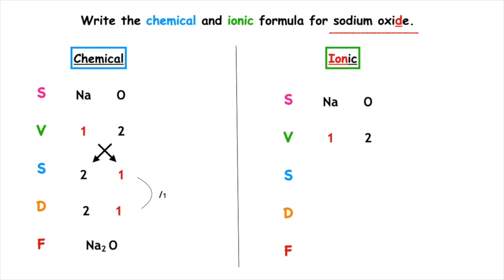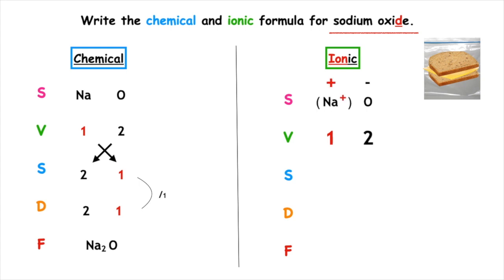Remember, metals always lose electrons to form positive ions. So the sodium is going to have a positive charge and the oxygen will have a negative charge. We need to make a sandwich and wrap it up. 1 times plus is plus, wrap it up in brackets. 2 times minus is 2 minus, wrap it up in brackets. The same steps follow. We swap over the valencies and divide by 1.